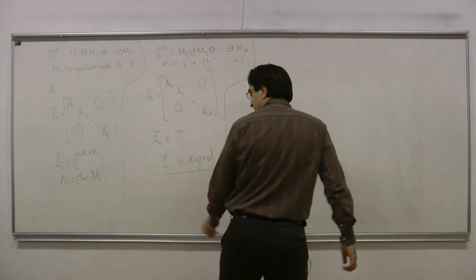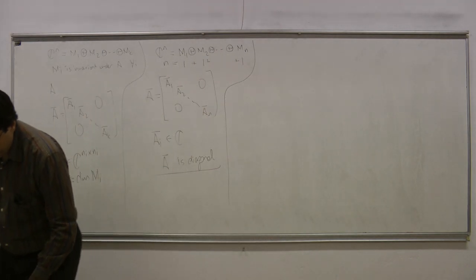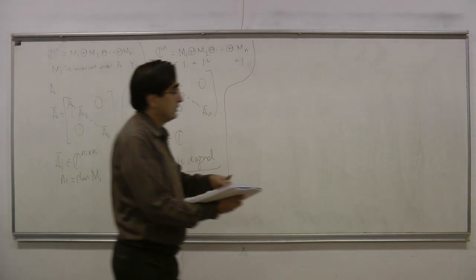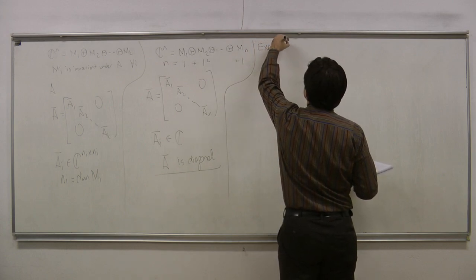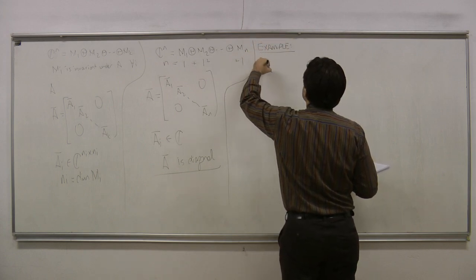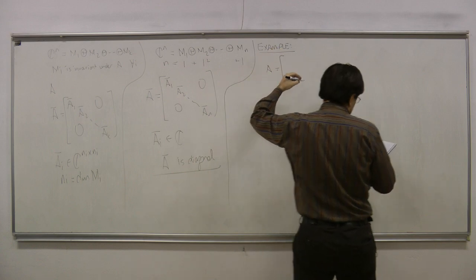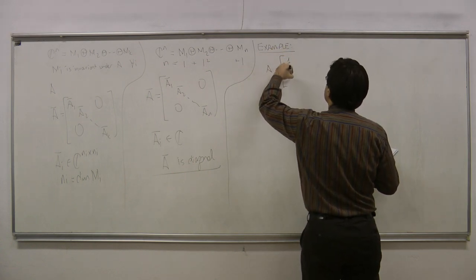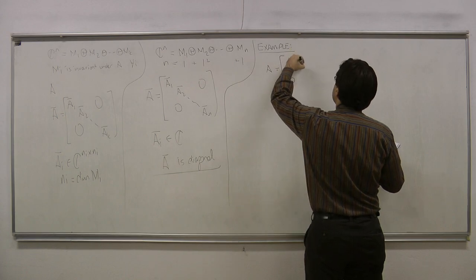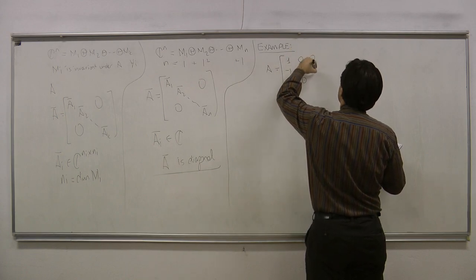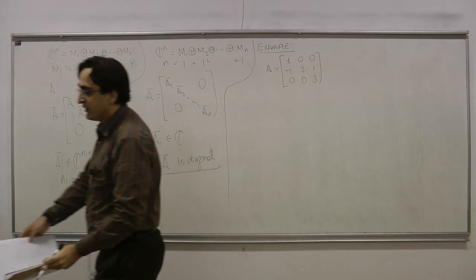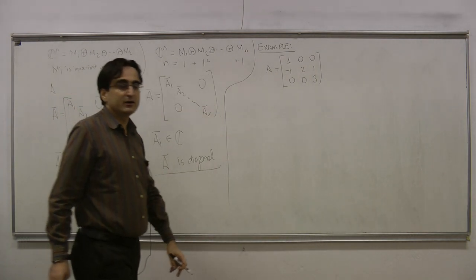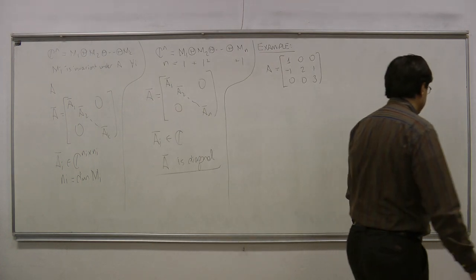Let me illustrate this concept with an example. Our example is this A matrix: 1, minus 1, 0; 0, 2, 0; and 0, 1, 3. This is our matrix, and in this case, I'm going to look at its eigenvalues and eigenvectors.